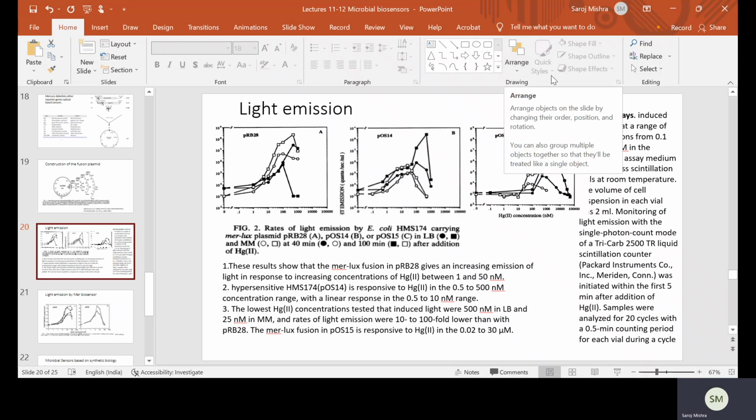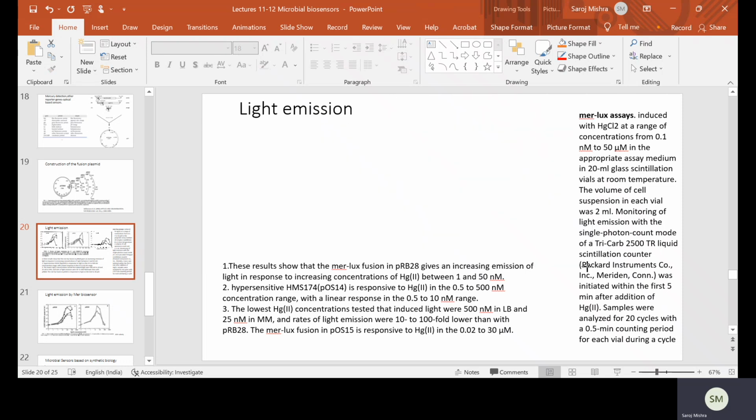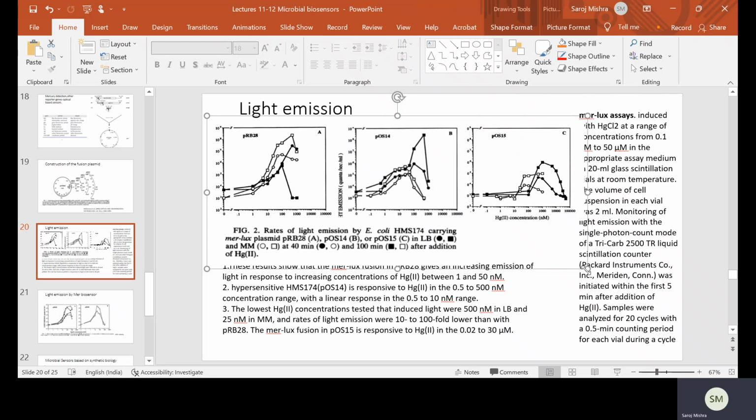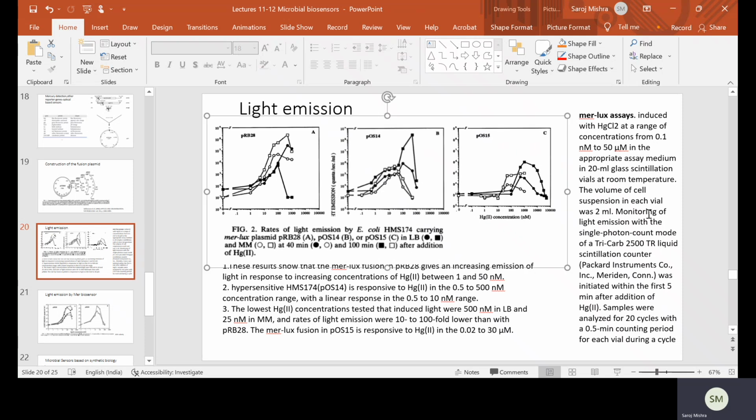I think just let me make it a little bit smaller because it is overlapping with the written matter, and just give me a break here.